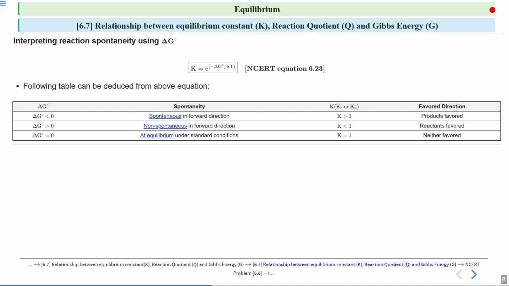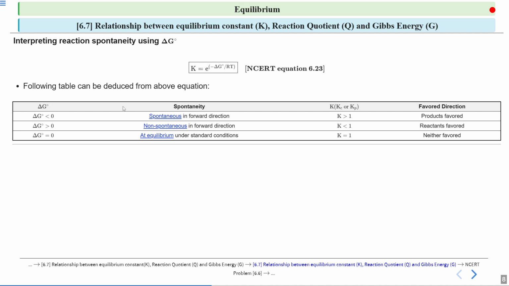But if you take delta G naught greater than 0, then what will happen? Then this whole power term will become negative, and you will always get a value of K which is less than 1. Of course, that value will be greater than 0. It's not possible for it to be 0 because that is only possible if you have a base of 0. So that is not acceptable. So you will only get a value greater than 0 and less than 1 in case of delta G naught greater than 0.